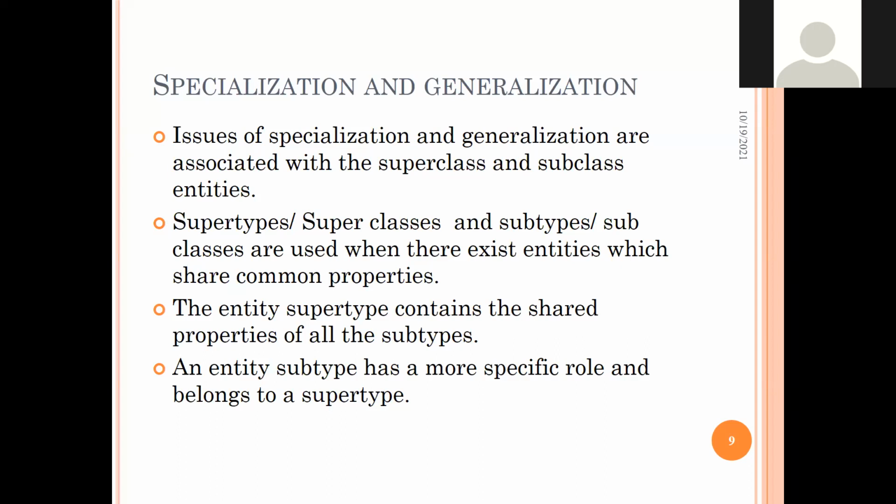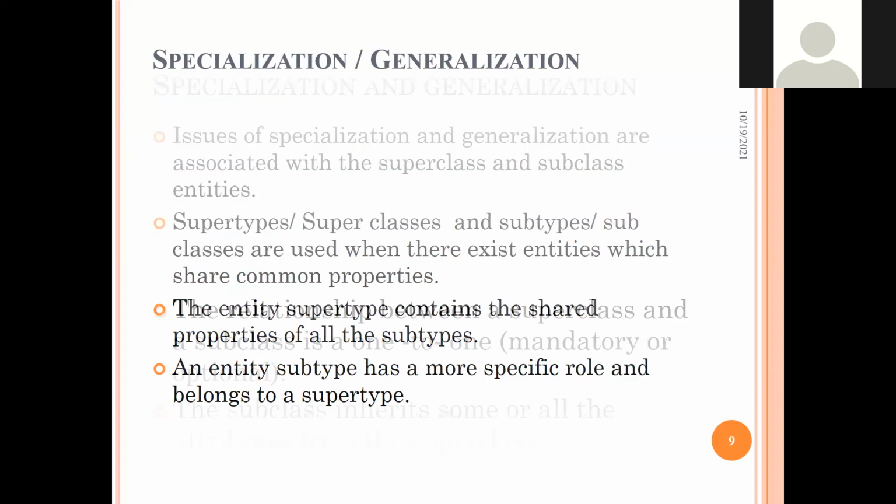So, specialization and generalization. Issues of specialization and generalization are usually associated with superclasses and subclasses, okay? Sometimes a superclass is referred to as a supertype, or a subclass is referred to as a subtype. So an entity supertype contains the shared properties of all the subtypes. In essence, when you have a superclass, it shares all its properties with the subclasses. And by properties, we mean the attributes plus the relationships.